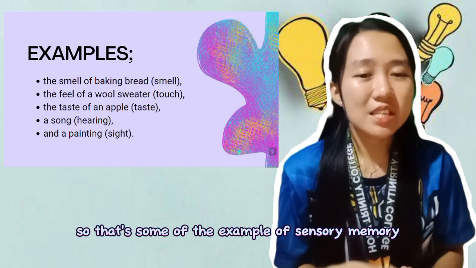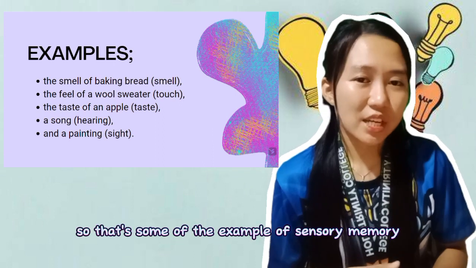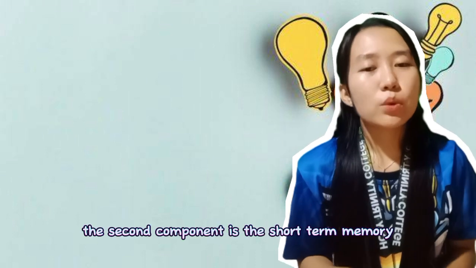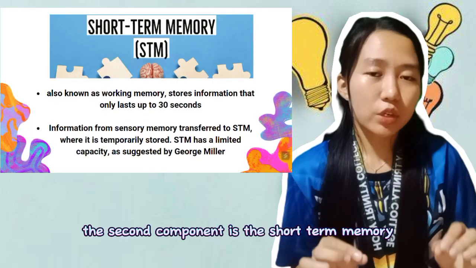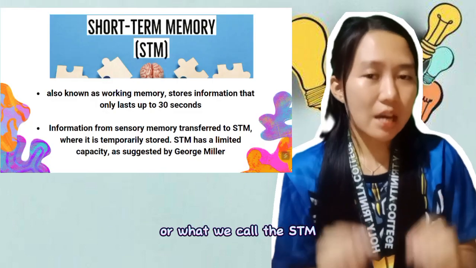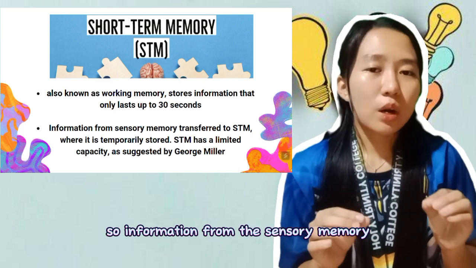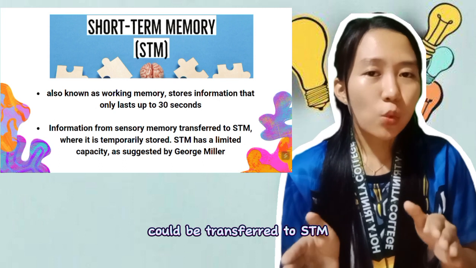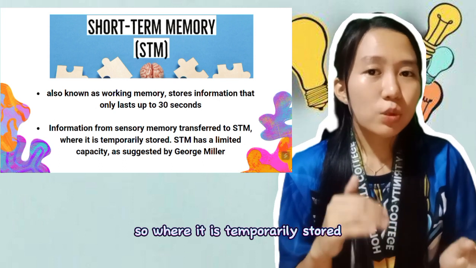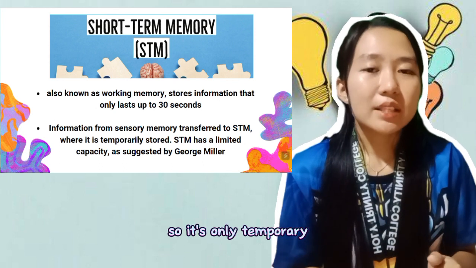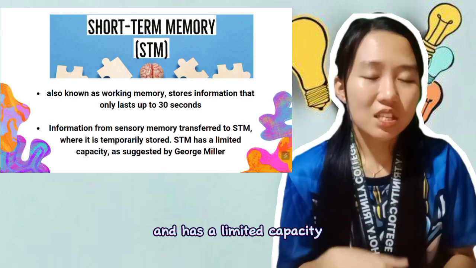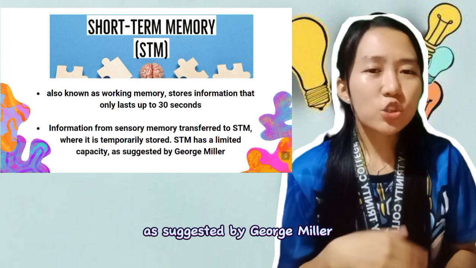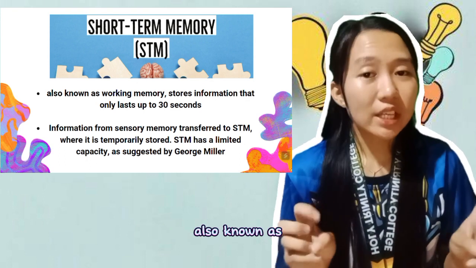So that's some of the examples of sensory memory. The second component is the short-term memory, or what we call the STM. Information from the sensory memory can be transferred to STM, where it is temporarily stored. It's only temporary and has a limited capacity, as suggested by George Miller.